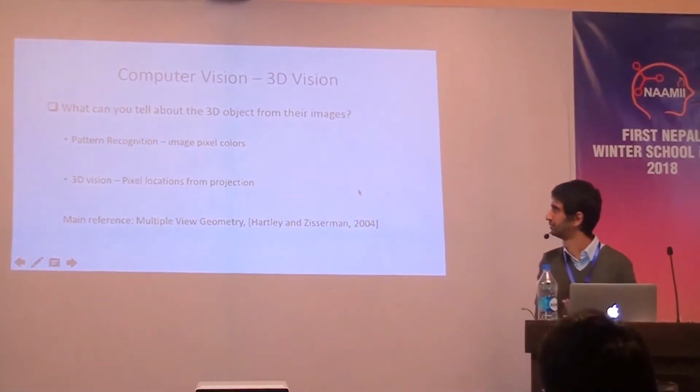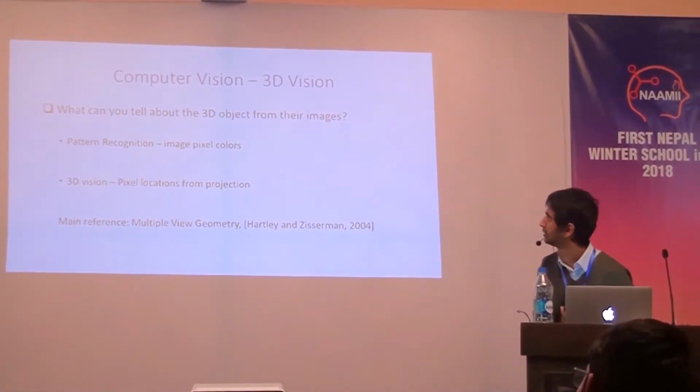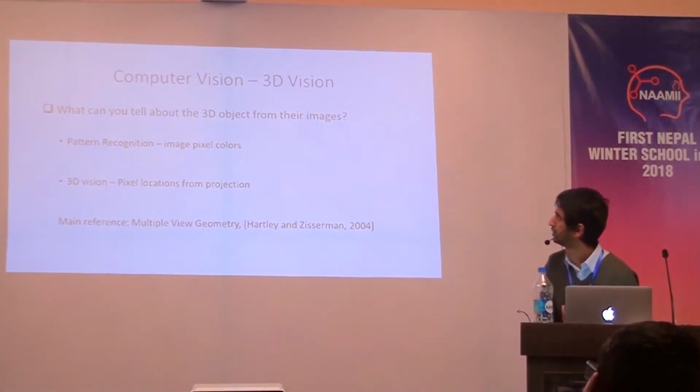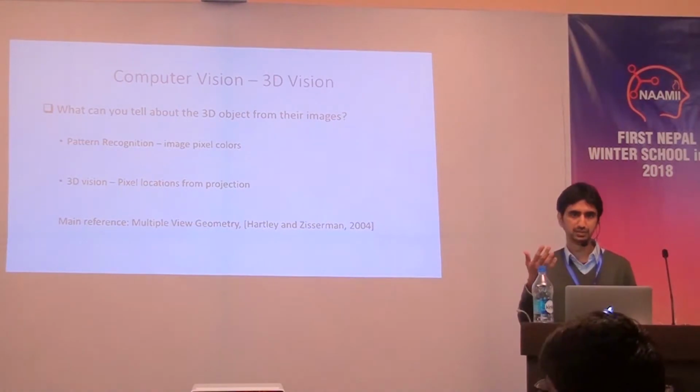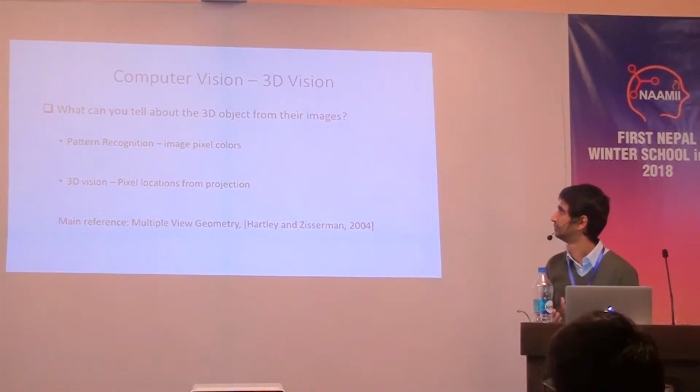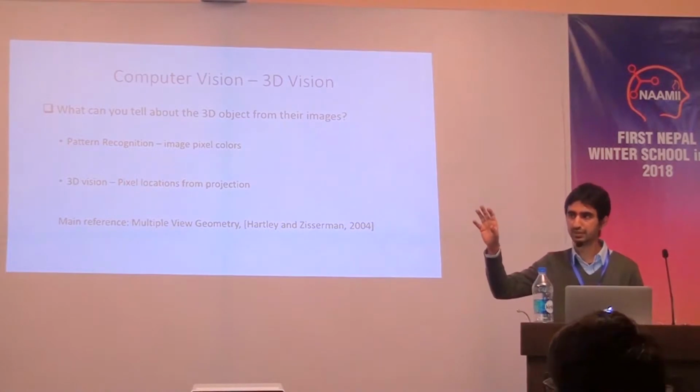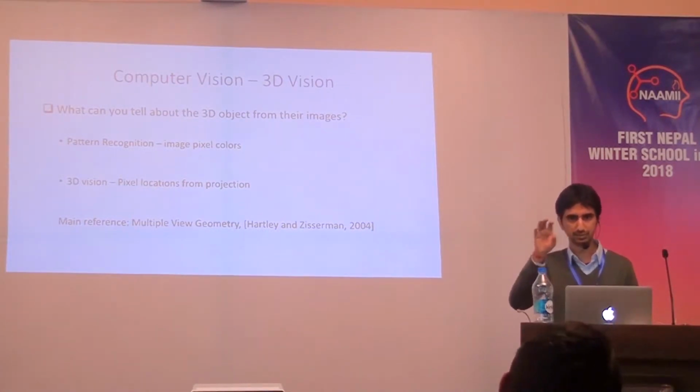So the question we're asking is, what can we tell about the 3D object shown in the image from multiple images? So Bishes already showed some example where you had cars being recognized and given boxes.